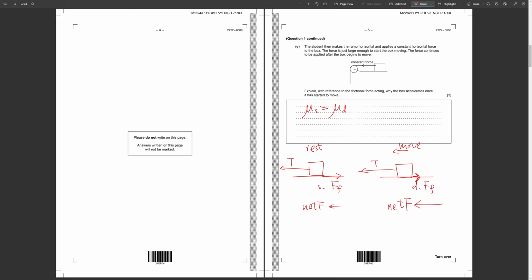You can give your answer as follows. The coefficient of static friction is greater than the coefficient of dynamic friction. You can write it in English as well as in symbols. The next part is the force. The force of dynamic friction will therefore be weaker than that of static friction. And lastly is the net force. There will be a net force heading in the direction of tension, and such net force will give you an acceleration. This is a conclusion based on Newton's second law.